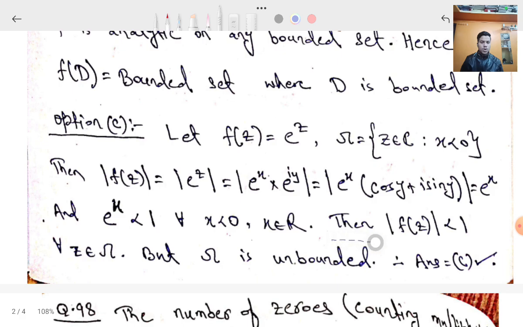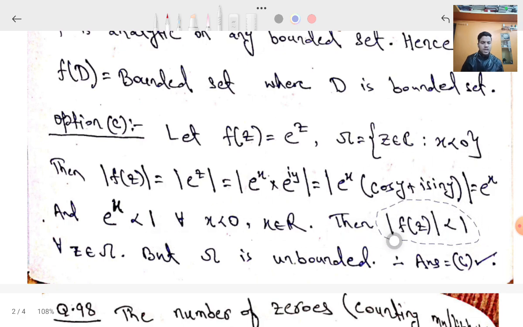Then |f(z)| is less than 1 for all z belonging to Γ, where Γ is the set of z in C such that x is less than 0, which is not a bounded set, right? Γ is unbounded. So what we get here is that f(z) is entire and f(z) maps an unbounded set to a bounded set.